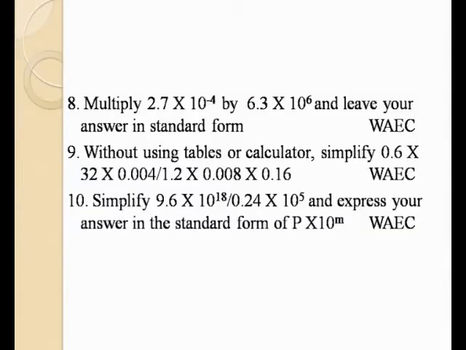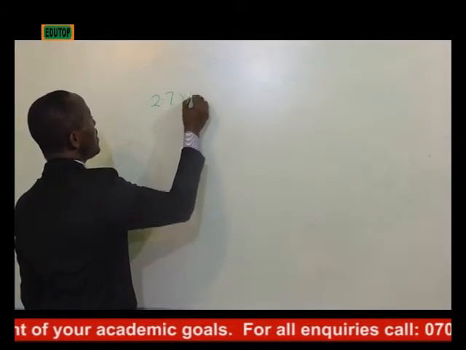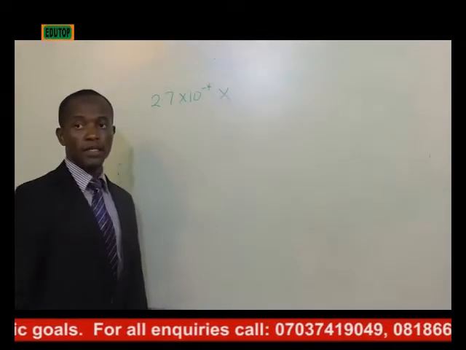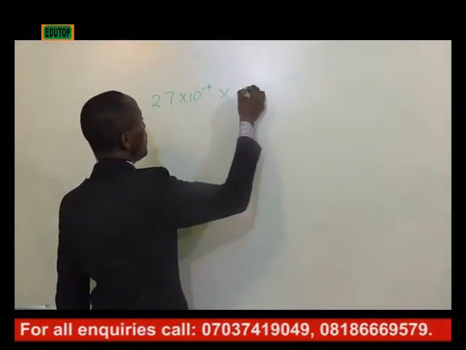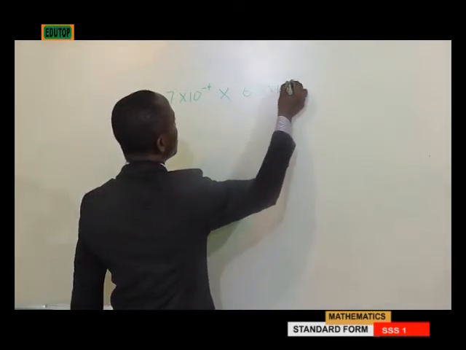Example number 8. Multiply 2.7 times 10 raised to the power minus 4 by 6.3 times 10 raised to the power 6 and leave your answer in standard form. Now, we have 2.7 times 10 raised to the power minus 4. Then we are going to multiply it by 6.3 times 10 raised to the power 6.